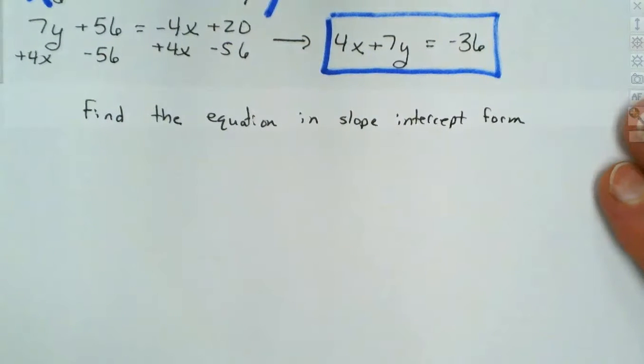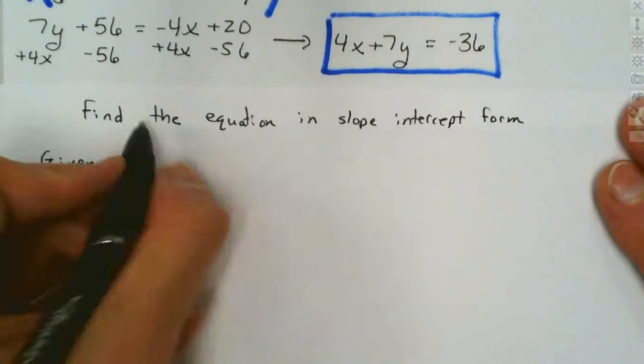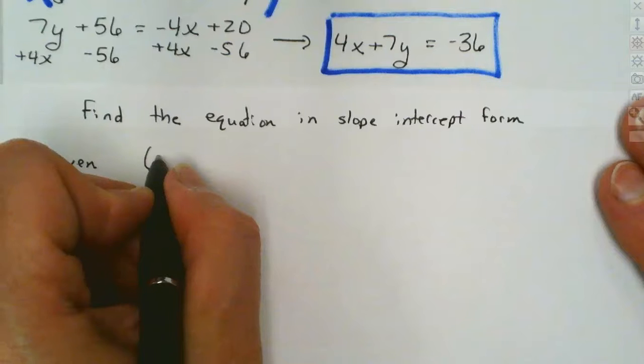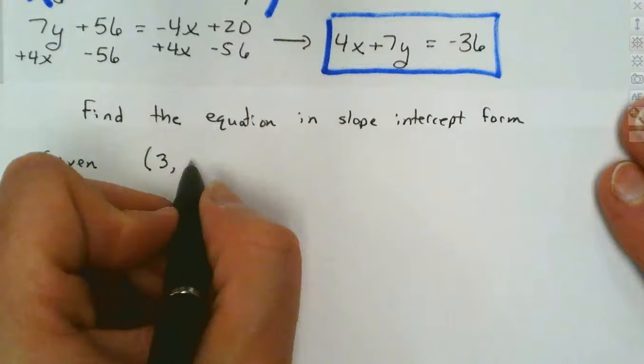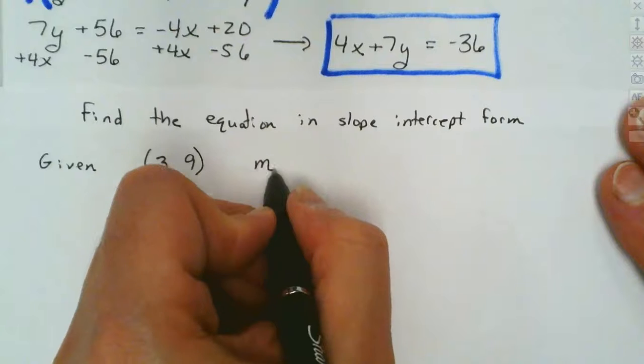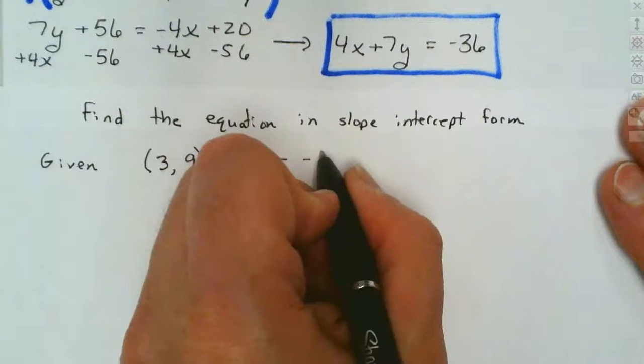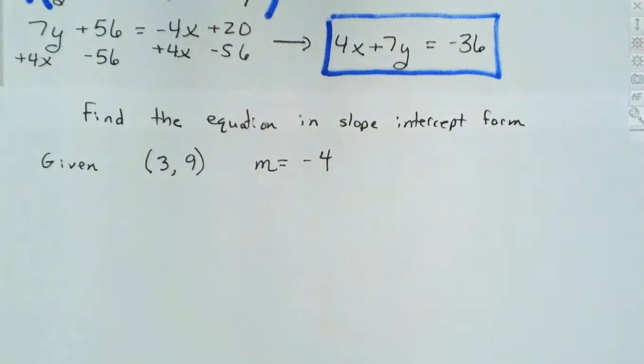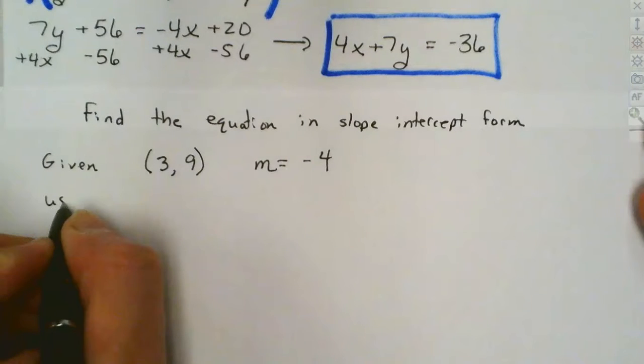Okay, so we're going to try to find this equation in slope-intercept form. And you're going to be given the point (3, 9), and a slope of negative 4. Okay, first thing I do is I look at it and I say, what do I have? I have a point and I have a slope. So now I know where to begin. Point and a slope, I associate that with point slope. So I use point slope.